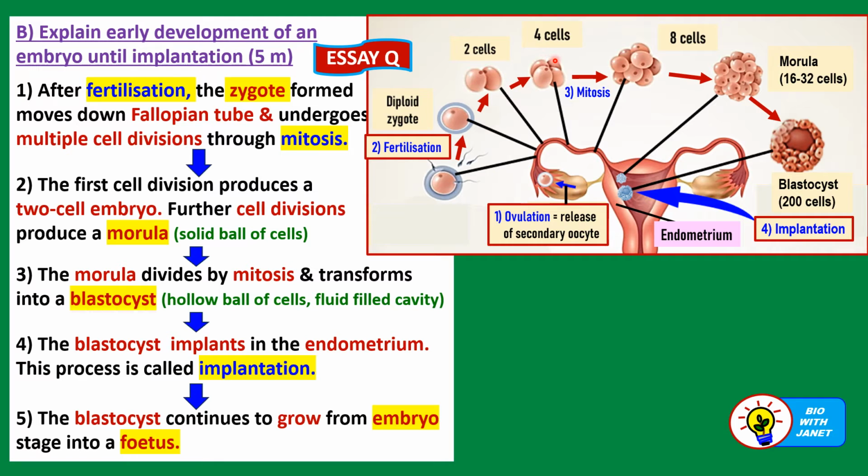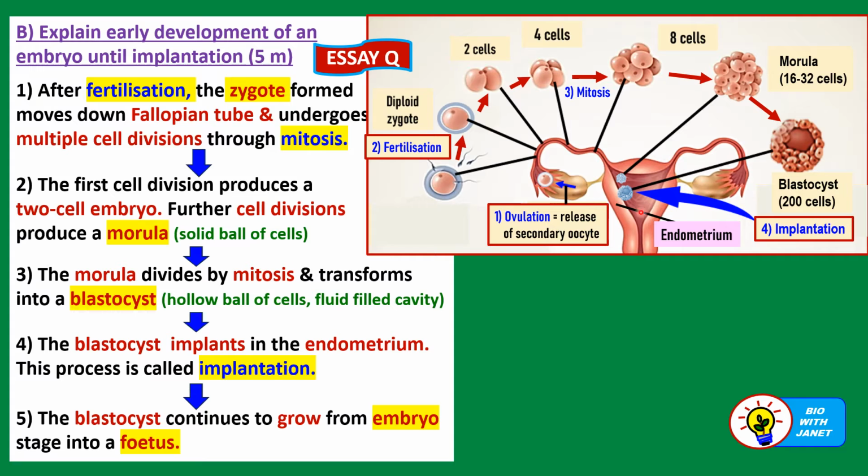Then further cell divisions will produce an embryo with 4 cells, 8 cells, and finally about 16 cells. So this is called a morula. Further cell divisions produce a solid ball of cells called the morula. Then number 3, the morula divides by mitosis and then transforms into a blastocyst, which is a hollow ball of cells. So it forms a hollow center here that is filled with fluid, right? So a blastocyst is a hollow ball of cells with a fluid-filled cavity in the center.